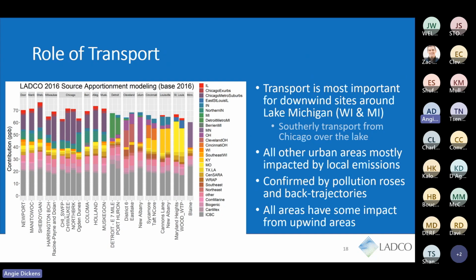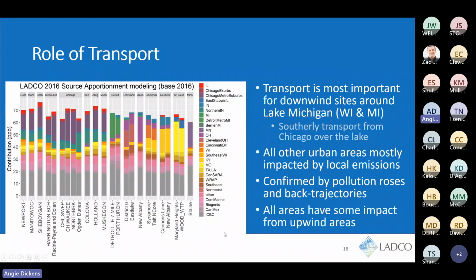So I did look at transport in a number of different directions, including looking at pollution roses and back trajectories. I'm only going to show the results from our modeled source apportionment because they actually agree pretty well and they synthesize a lot of that information. So this is a lot of information. We have the different non-attainment areas. These are the Wisconsin sites, Chicago, Michigan sites, Detroit, Cleveland, Columbus, and so on.